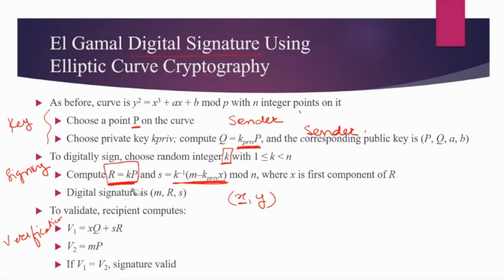Okay. Now, what is the digital signature? Digital signature is the message along with R and S. This becomes our digital signature. What is R? R is just this random number times P. Okay. And what is S? S will be computed using this formula. Okay, fine.